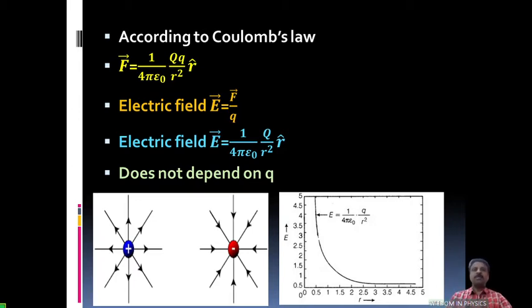Now, the direction of the electric field we are going to discuss. First, let us consider an isolated positive charge. If we have a positive charge, the electric field is always directed away from the positive charge. And for the negative charge, the direction of the electric field is always towards the negative charge, not away from it as for the positive charge. That point you have to note.